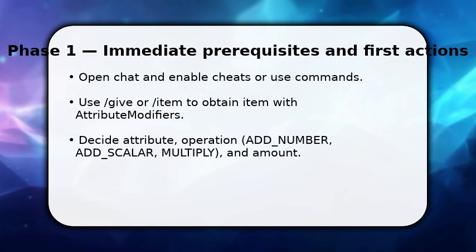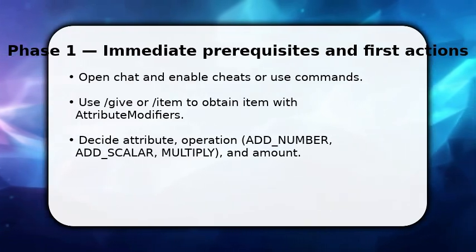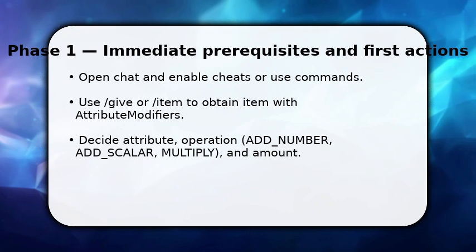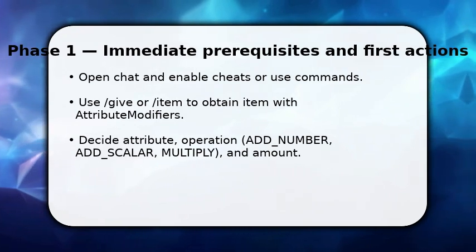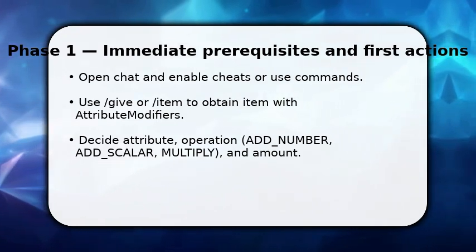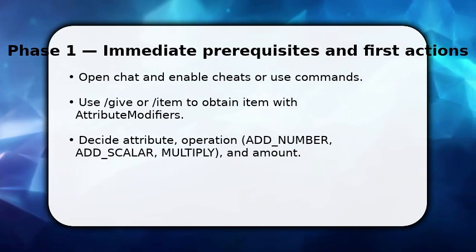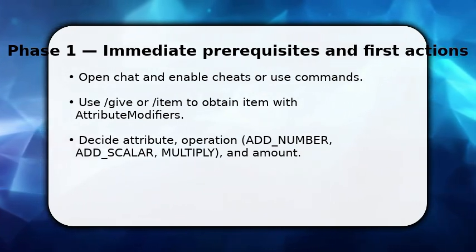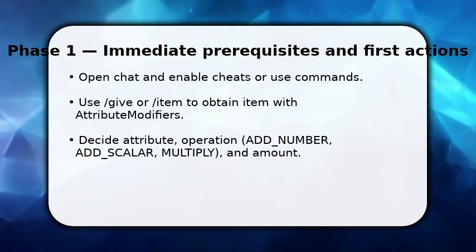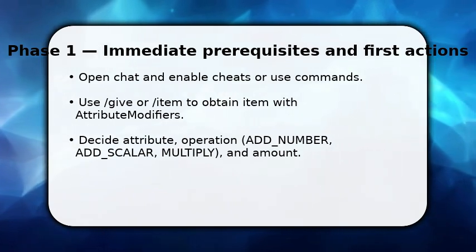Enjoy the video. You already have cheats or command access. Now start. First, choose the attribute you want to modify, for example, generic.max_health or generic.attack_damage. Next, give yourself the item using /give or the item command, embedding attribute modifiers with UUID, name, amount, and operation.